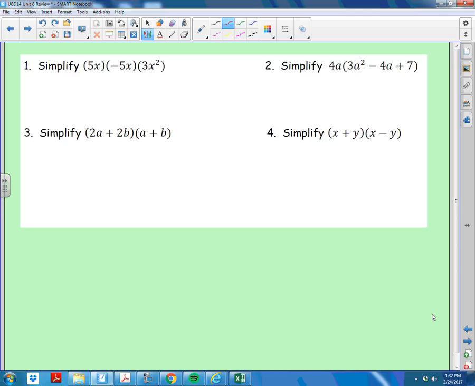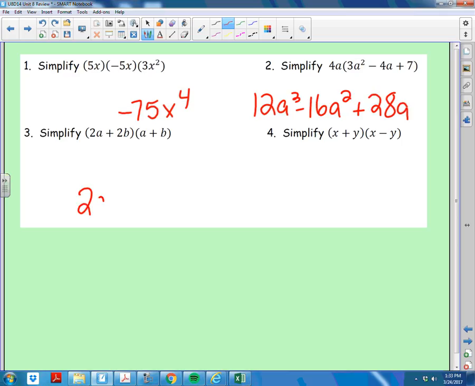Okay? So let's start. Number 1 is negative 75x to the 4th. Number 2 is 12a to the 3rd minus 16a squared plus 28a. Number 3 is 2a squared plus 4ab plus 2b squared, and x squared minus y squared, because it's simply difference of squares in reverse. Anybody need to see any of the ones?